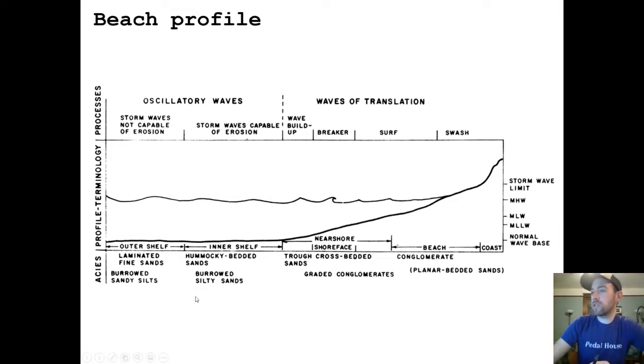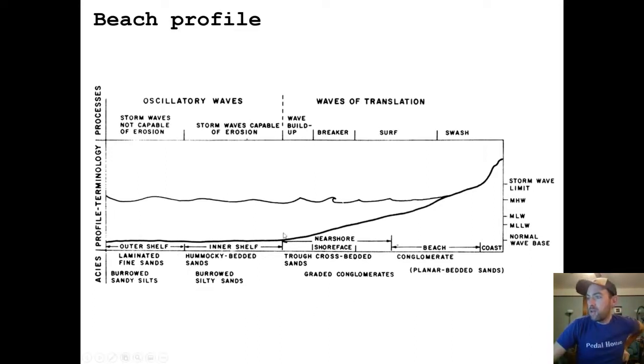So if you're in this offshore environment on the outer or inner shelf, you might be more likely to see purely oscillatory waves, where, depending on your depth, you have storm waves that are just depositional, or storm waves that can be impinging on the bed in such a way that you also get erosion, right? And so in this case, you would see those as, say, fine laminated sands with purely constructive wave ripples, right?